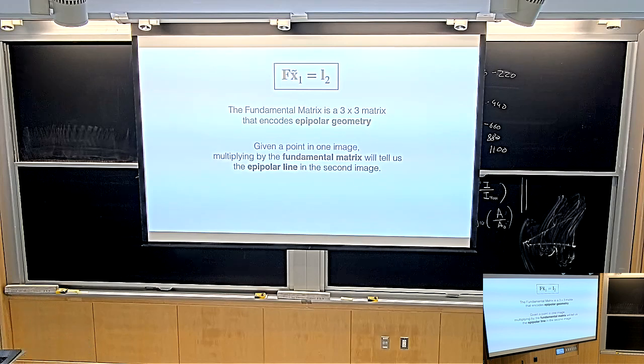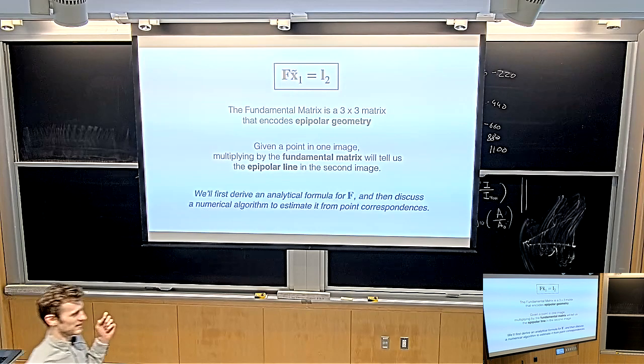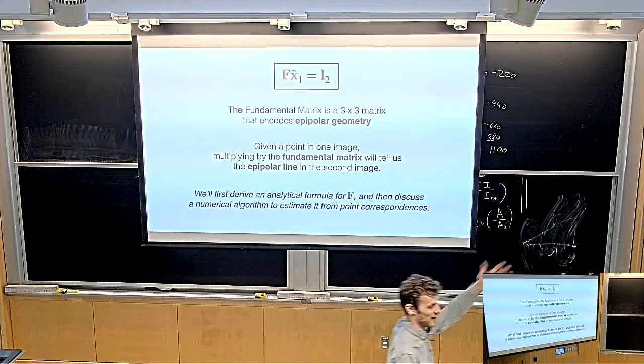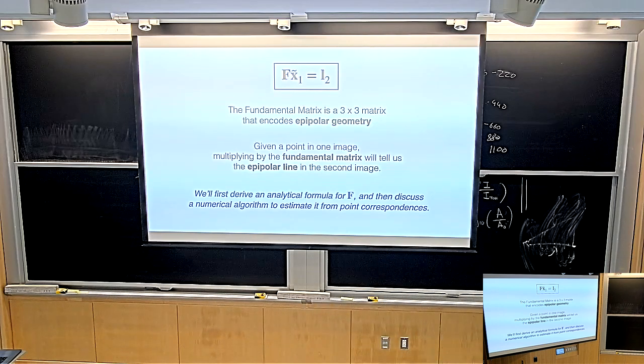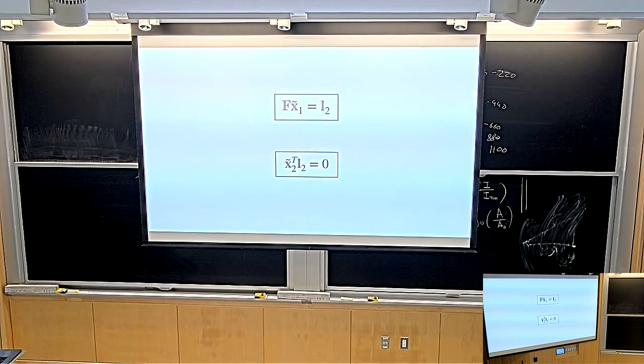Given a point on the image, multiplying it by the fundamental matrix gives us the epipolar line, just as we discussed. Everything that I just said is in the slide again. I made a slide for it, apparently. Okay, good. So here are the 2 equations that we're going to work off of to derive the fundamental matrix.